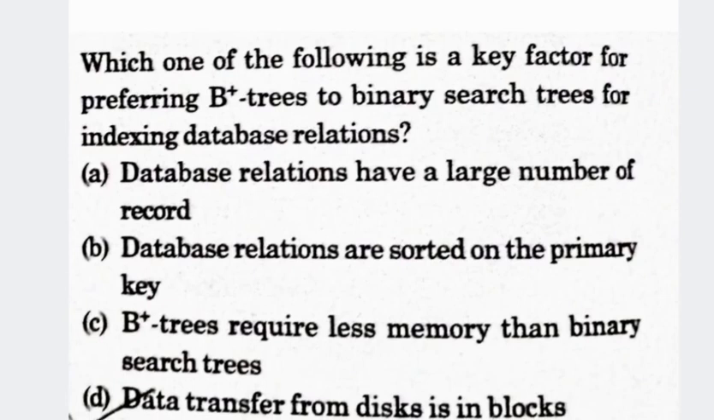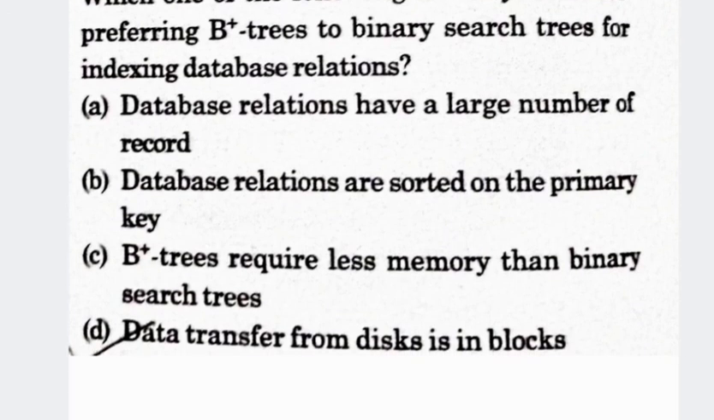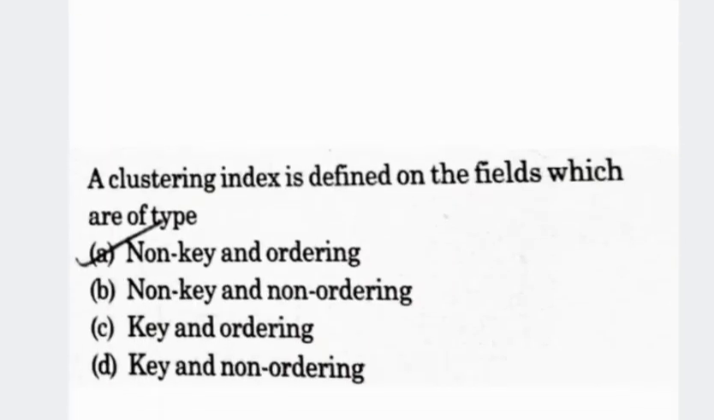Which one of the following is a key factor for preferring B plus tree to binary search tree for indexing a database relation? We are given four options, A, B, C and D, and the correct answer is option D. Why? Because we know that data transfer from disk is in blocks. So option D is your correct basis for preferring B plus tree to binary search tree for indexing a database relation. Now come to the next question.